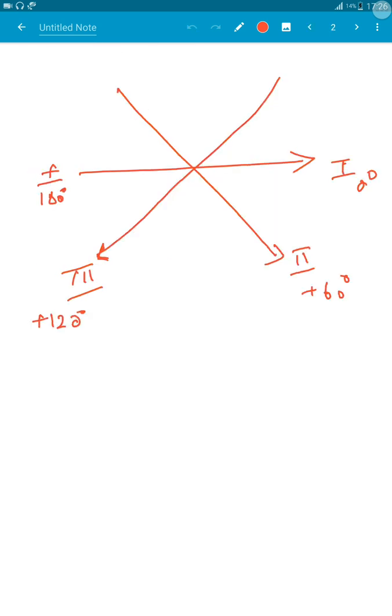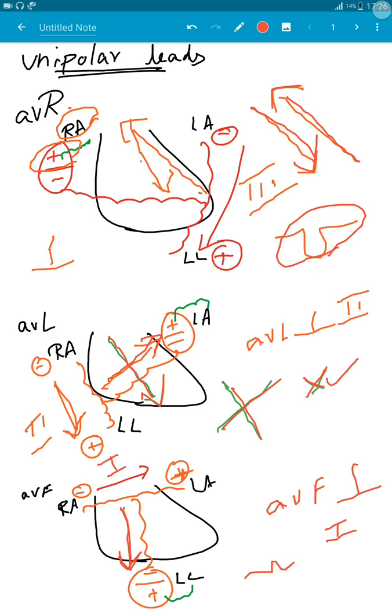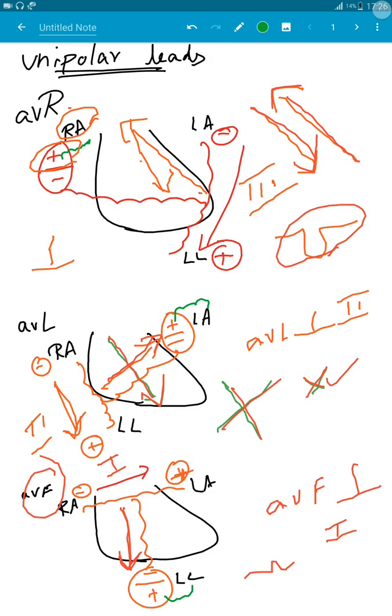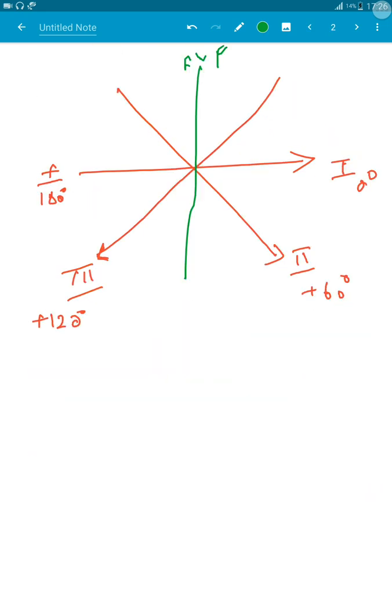This is a schematic representation. Consider lead 1. For lead 1, the perpendicular is AVF. For lead 2, the perpendicular is AVL. This is lead 2 and this is the perpendicular line.